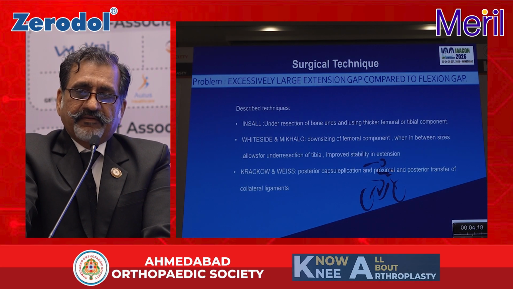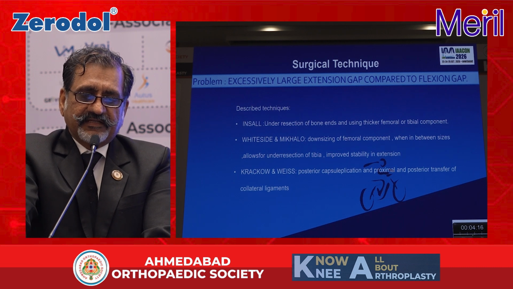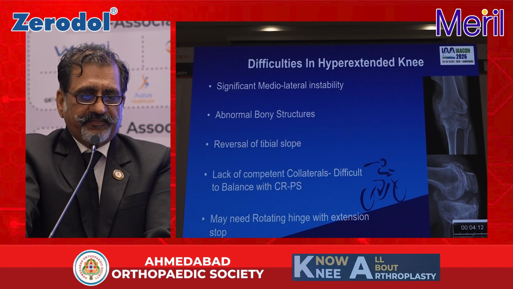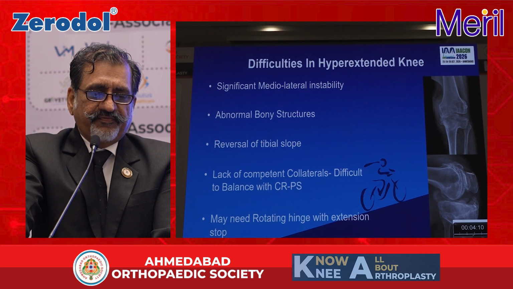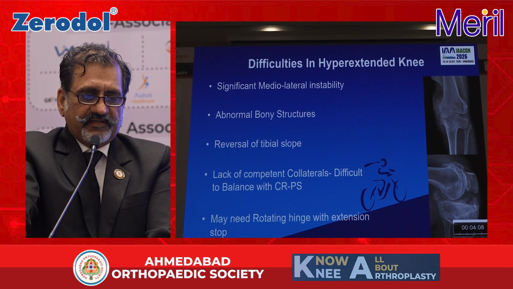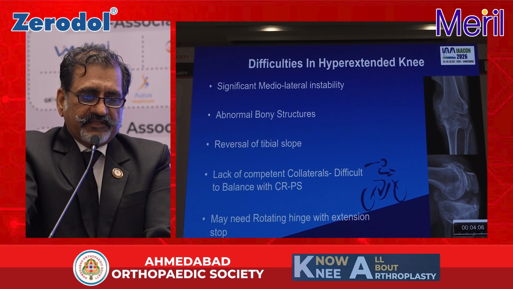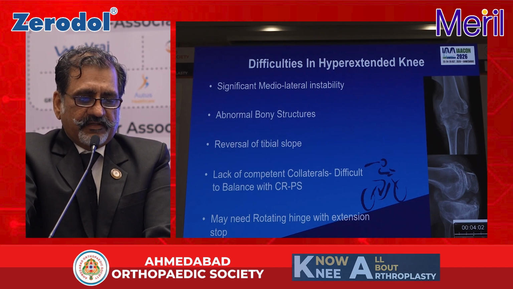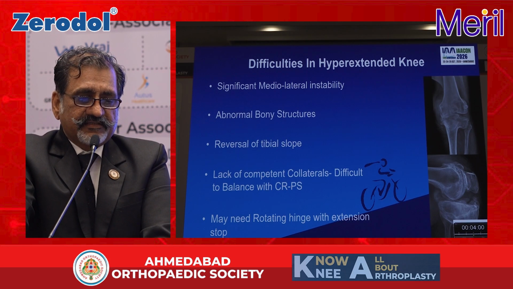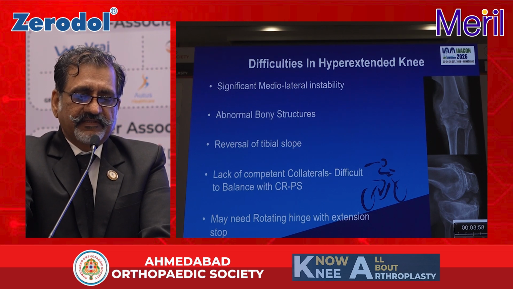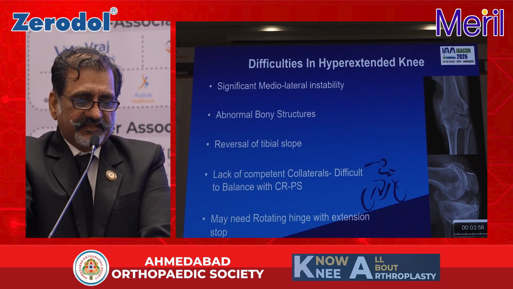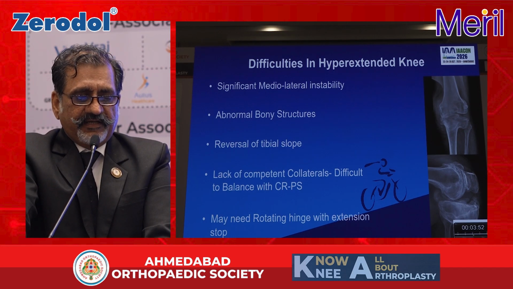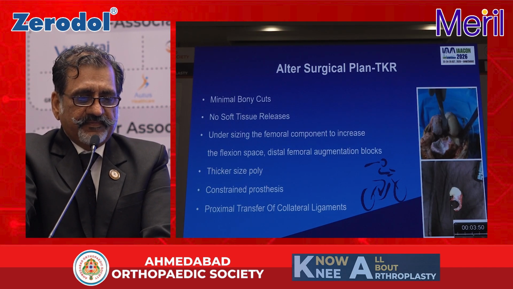The surgical technique problem is an excessively large extension gap versus a small flexion gap. So the difficulties in a hyperextended knee are significant mediolateral instability, abnormal bony structures, reversal of the tibial slope, and compromised collaterals. It's very difficult to balance with a CR or primary knee sometimes. You may end up with a rotating hinge with extension stop.